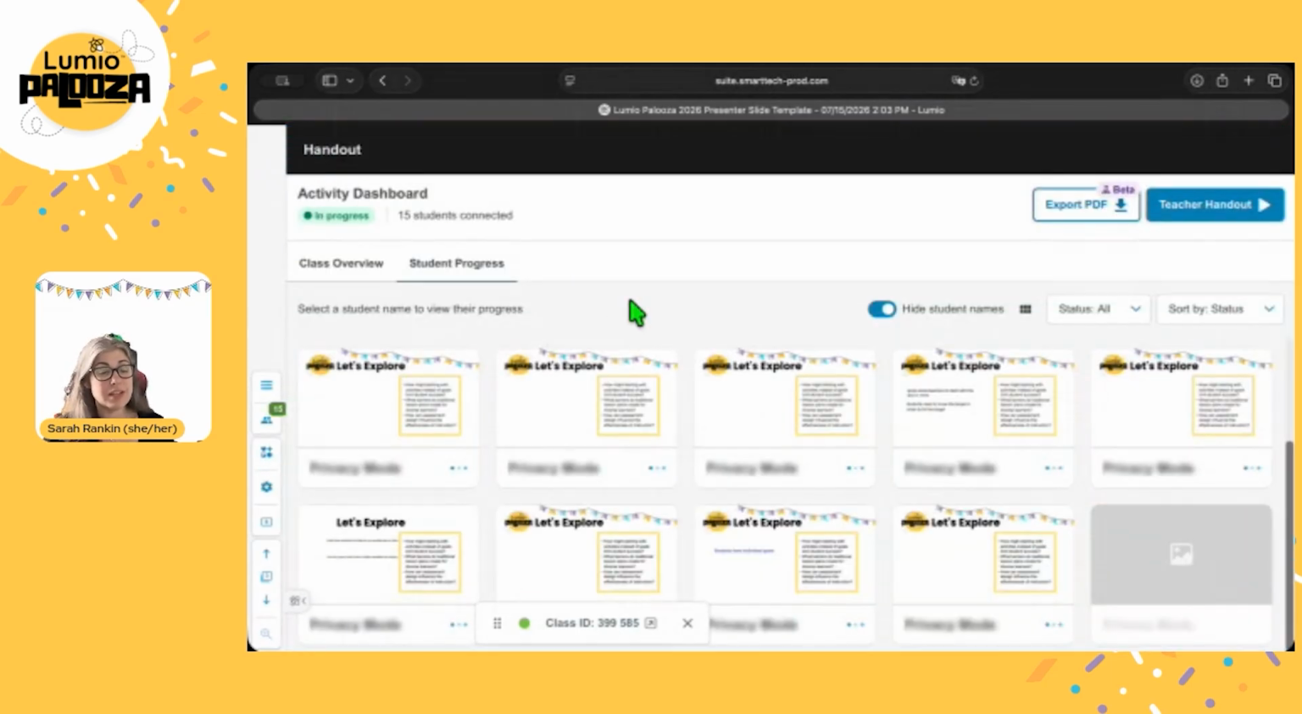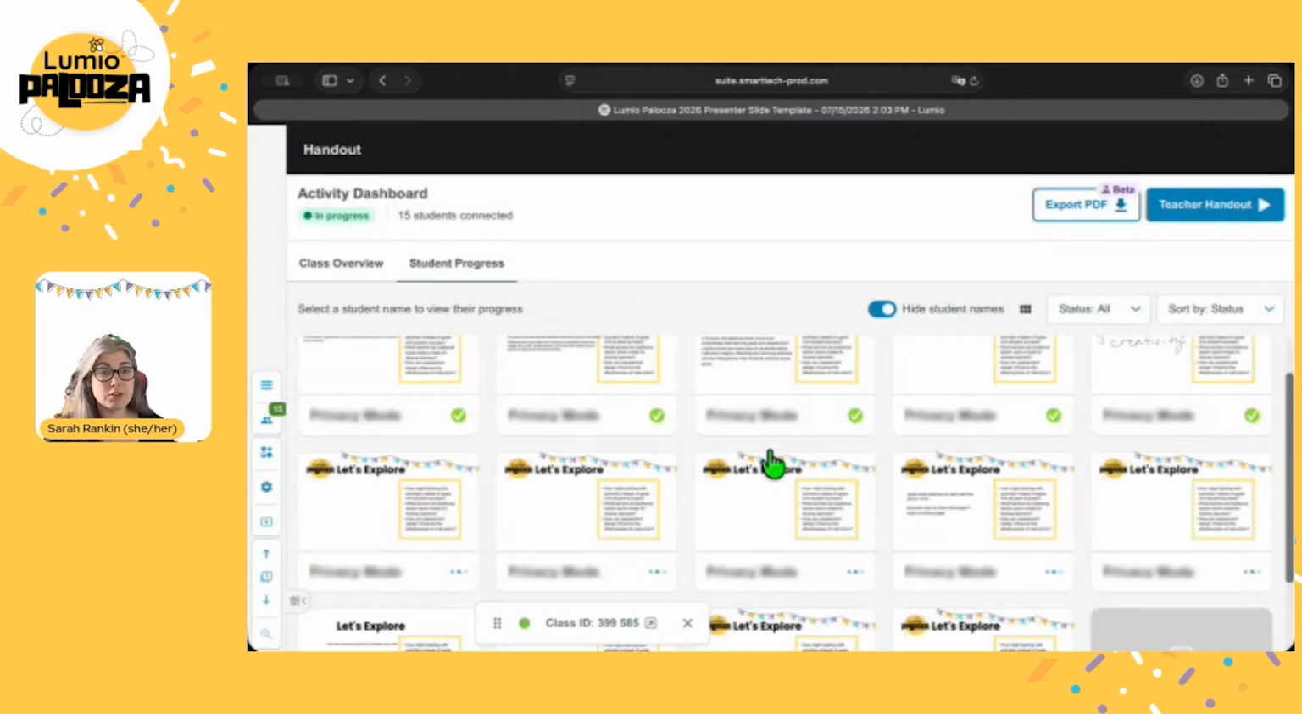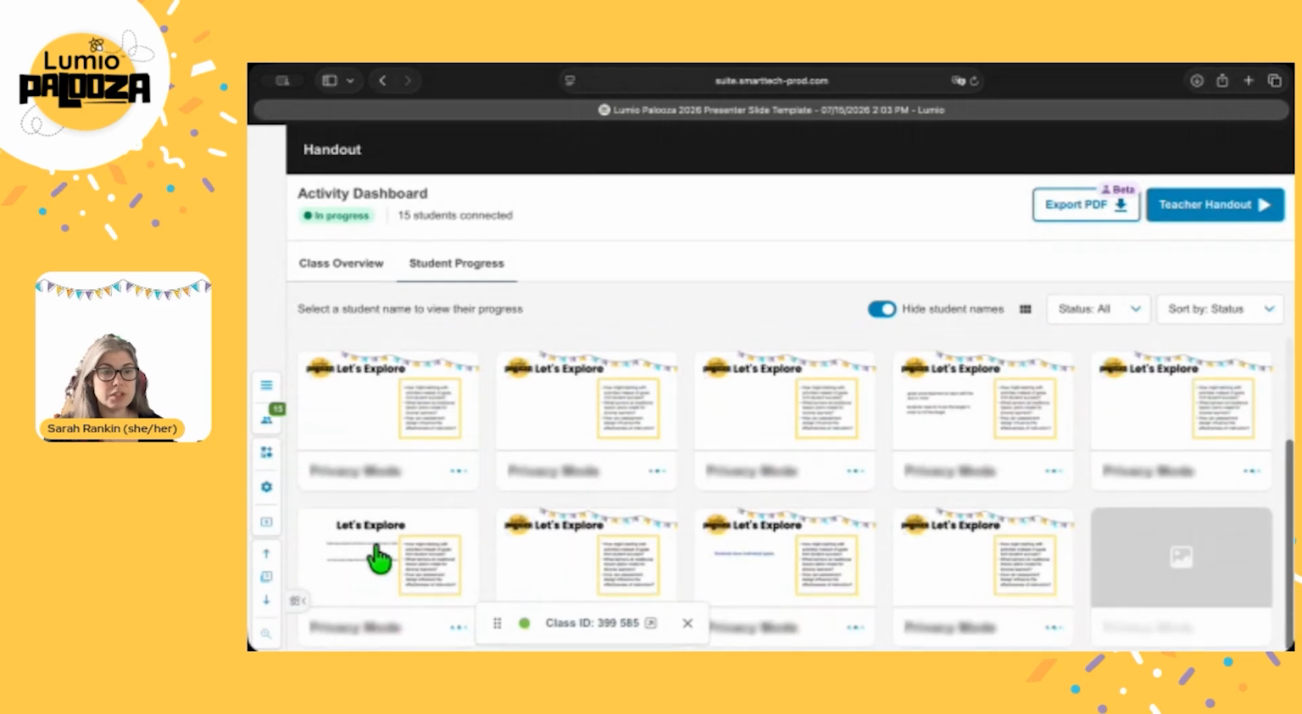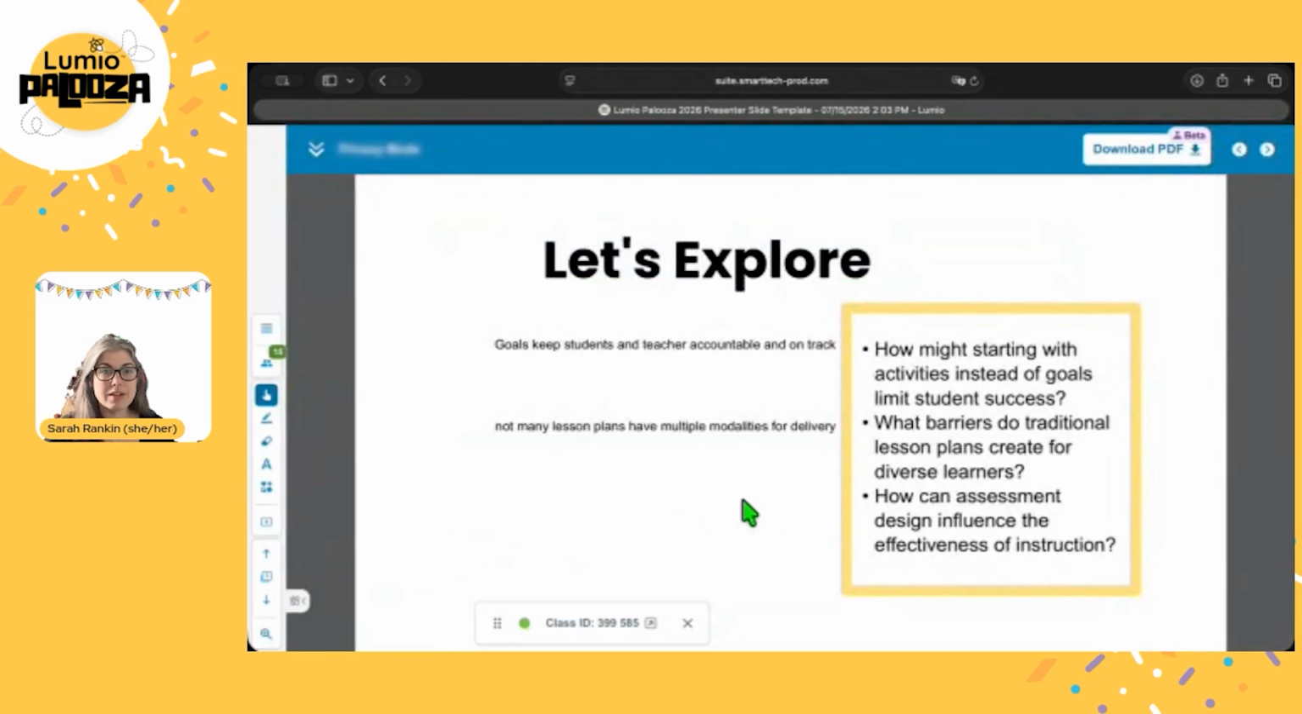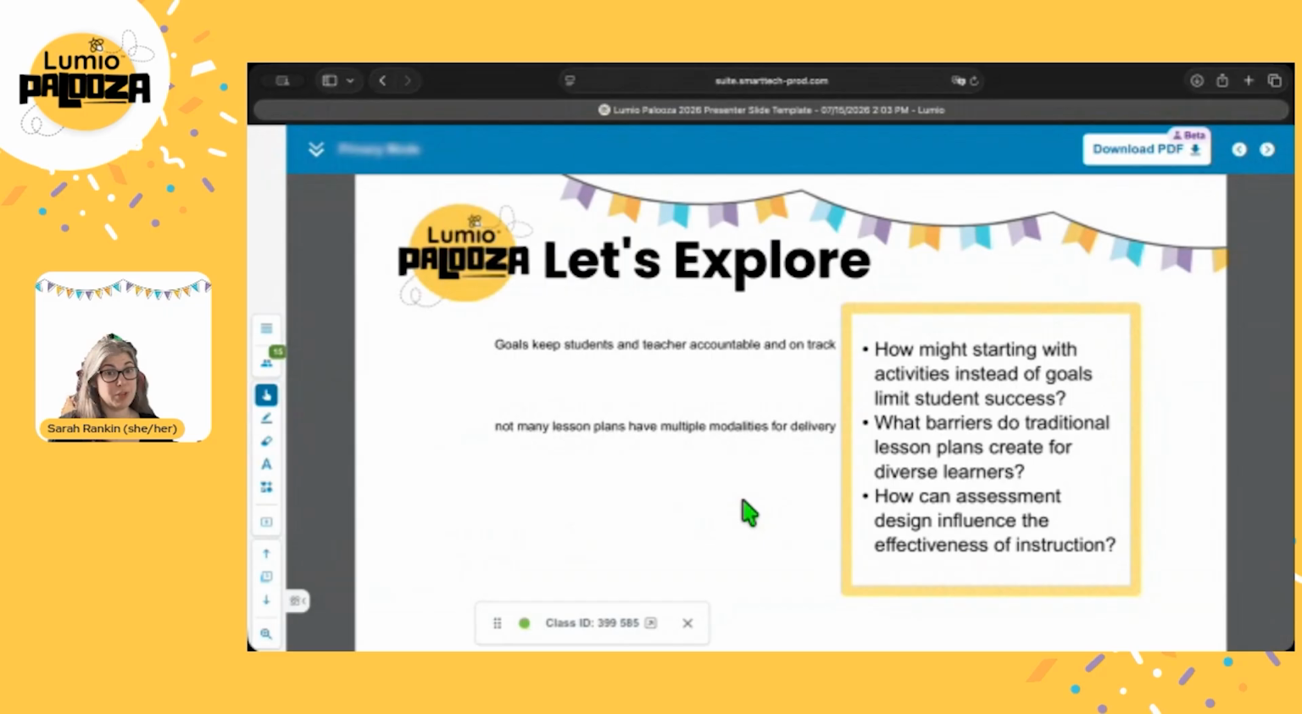So it is true. We do need to think about our students as individuals. And I'll just pop in one more here and see what we've got. They keep students and the teacher accountable and on track. Very true. And that is so important.